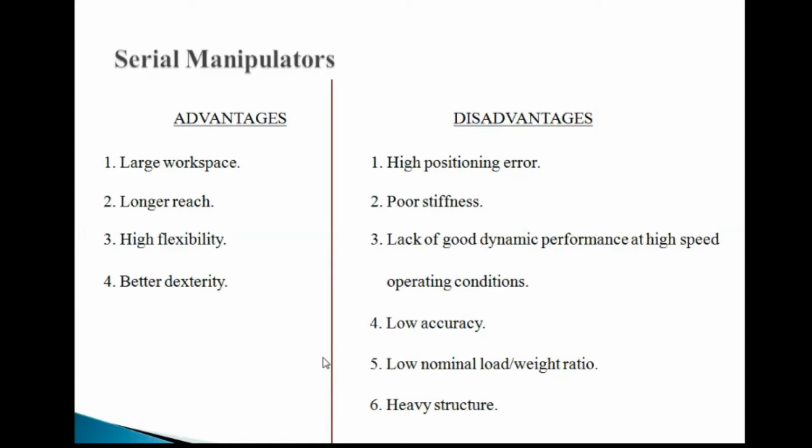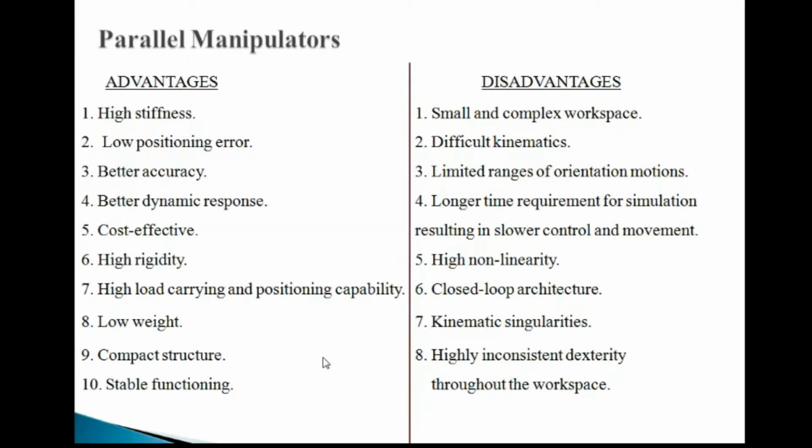So that means all the successive weights are added and that makes a very heavy structure. But the main advantage of a serial manipulator is the large working volume. So it can be used in automobile applications, in painting applications where we require a large working space. But it has somewhat low accuracy as compared to the parallel manipulators. Now these are the advantages and disadvantages of parallel manipulators, where they have high stiffness, better accuracy, and better dynamic response, but they have some singularities, they require more time for simulation, and they have difficult kinematics and small workspace.